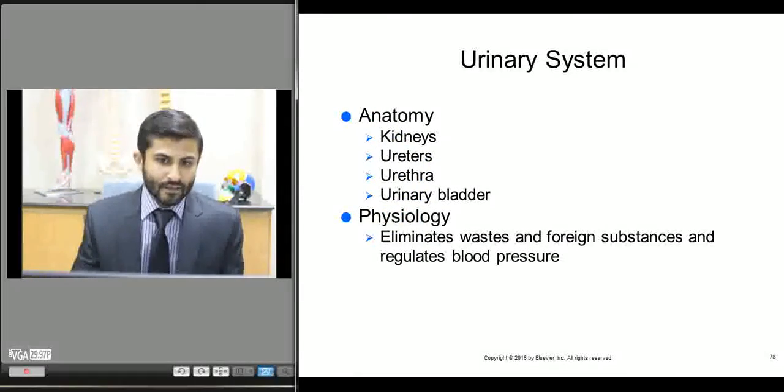Urinary system, we have kidneys, ureters, urethra and urinary bladder. Anatomically and functionally, it eliminates the waste and foreign substances and regulates the blood pressure.